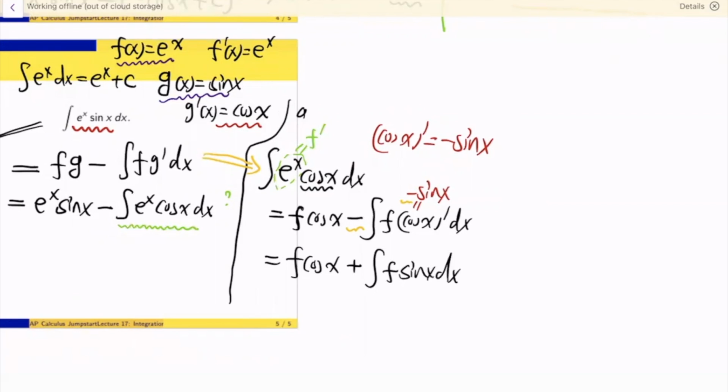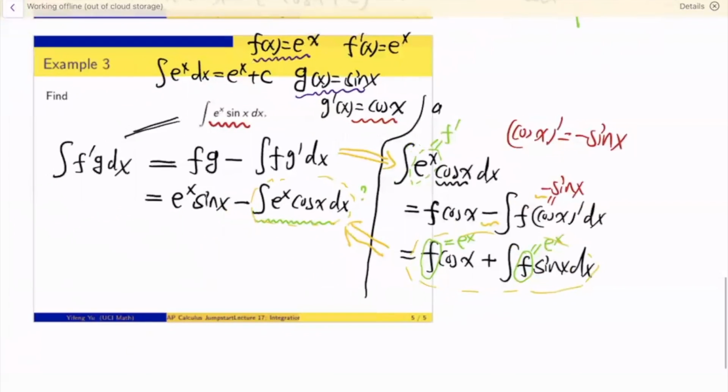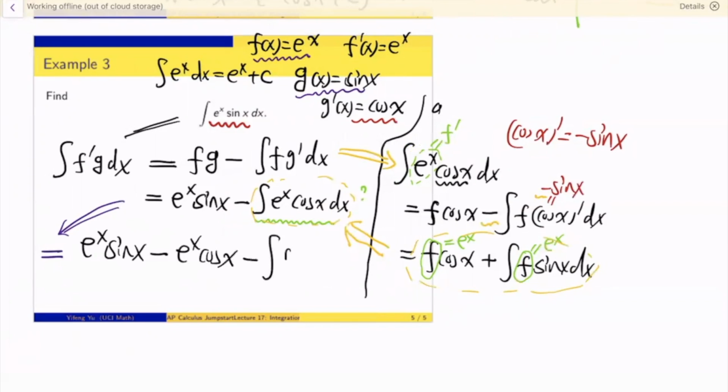Now let's put this one back. Recall that f(x) is e^x, so let's replace this term by this. What do we get? From here, this equals e^x times sine x, minus e^x times cosine x, and then minus the antiderivative of f sine x dx.